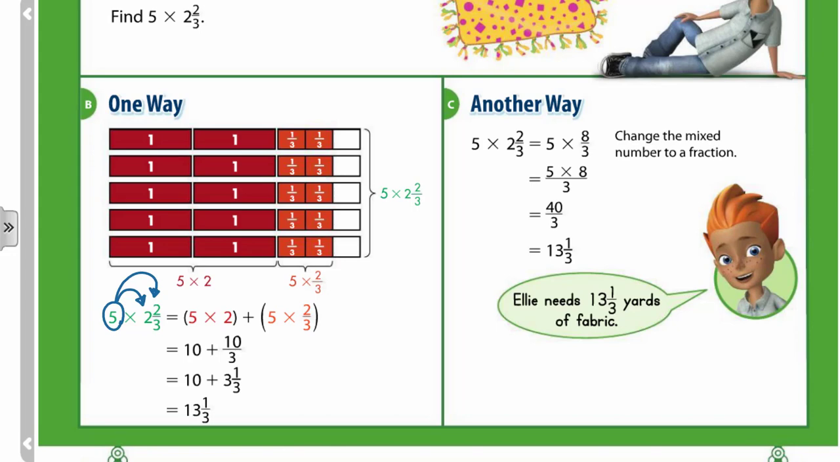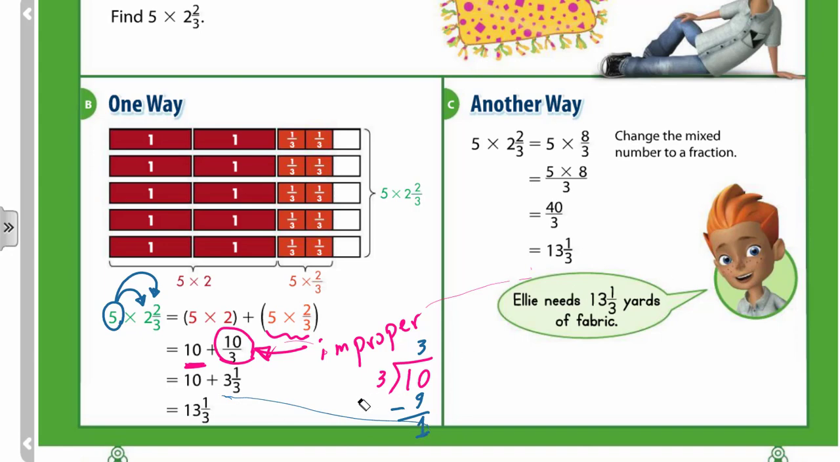So when we multiply, pretty easy, 5 times 2 equals 10 and 5 times 2/3 equals 10/3. Before you put them together, make sure this fraction is not an improper fraction. Improper means it's greater than 1. So you need to use division to write it as a mixed number. 3 times 3 equals 9, the remainder is 1. So the whole is 3 and the numerator is 1. Then just add them together. 10 plus 3 and 1/3 gives 13 and 1/3.